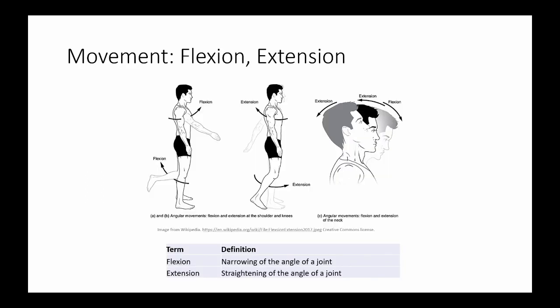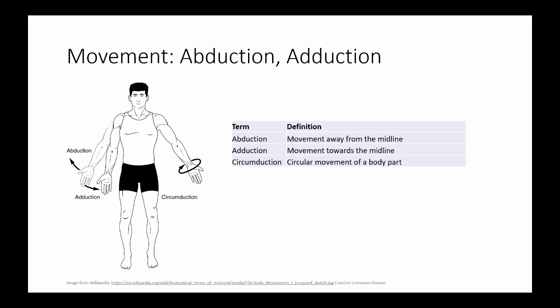There are different terms to describe movement. Flexion refers to narrowing of the angle of a joint, while extension refers to straightening of the angle of a joint. Abduction refers to movement away from the midline, adduction to movement towards the midline, and circumduction to circular movement of a body part.